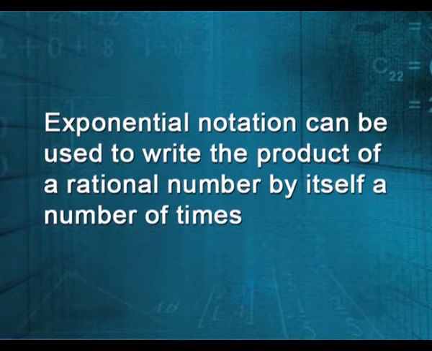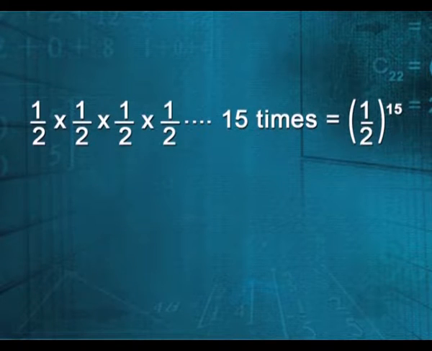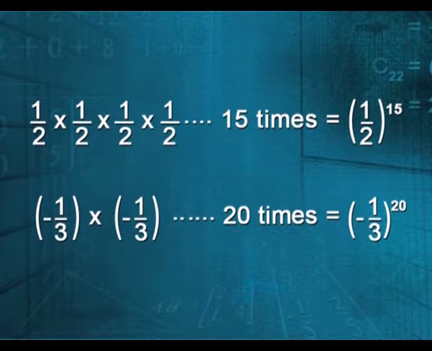a number of times. Likewise, 1 by 2 multiplied by 1 by 2 multiplied by 1 by 2, 15 times, is written as 1 by 2 to the power 15, where 1 by 2 is the base and 15 is the power or the exponent. Minus 1 by 3 multiplied by itself 20 times is written as minus 1 by 3 to the power 20, where base is minus 1 by 3 and power is 20 or the exponent is 20.